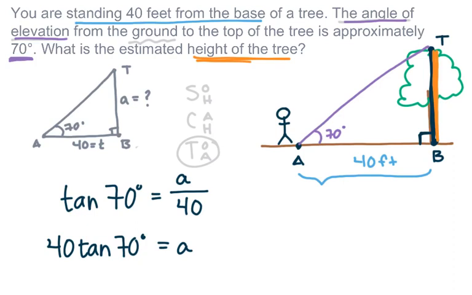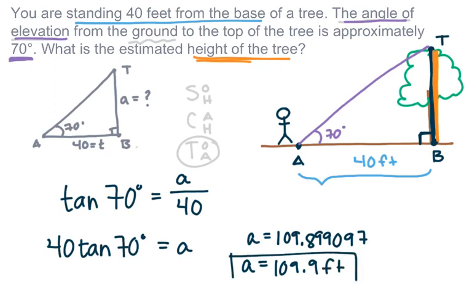So at this point, we type that straight into our calculator, making sure that we're in degree mode. And I have that a is 109.899097, or rather a is 109.9, and my unit, since the base between A and B was measured in feet, the height is measured in feet. So the tree is roughly 110 feet tall.